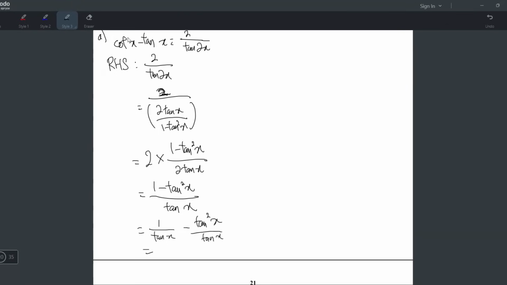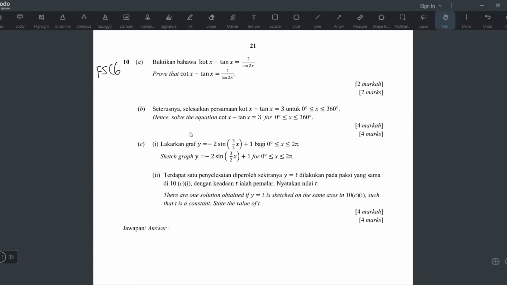And 1 over tangent is actually cot. And then tangent square divided by tangent, you are just left with tangent, because tangent square means bracket tangent x and then bracket tangent x again, and when you divide by tangent x, you cancel and are left with one tangent x. Okay, so now it is the same, this is the same as here. So this is the left hand side. So we can write proven. Okay, that's all.